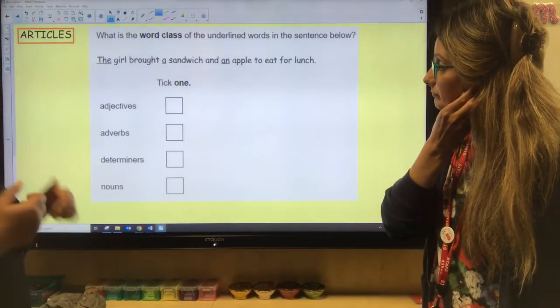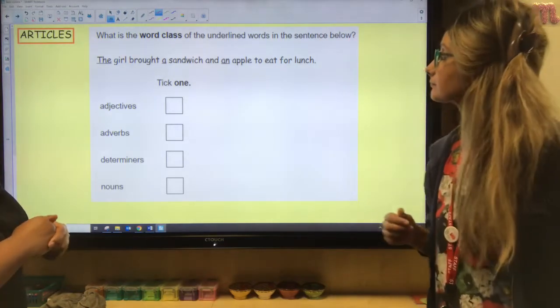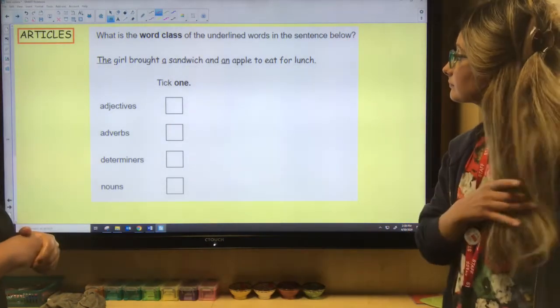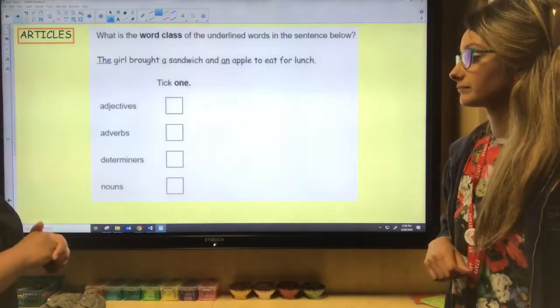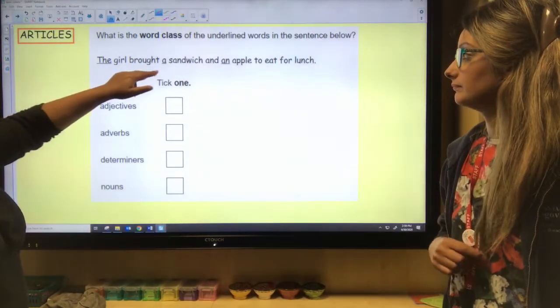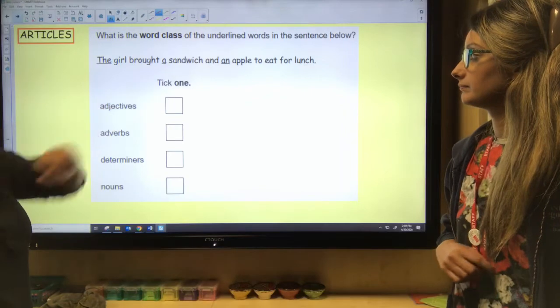And it says the following. What is the word class of the underlined words in the sentence below? The girl bought a sandwich and an apple to eat for lunch.